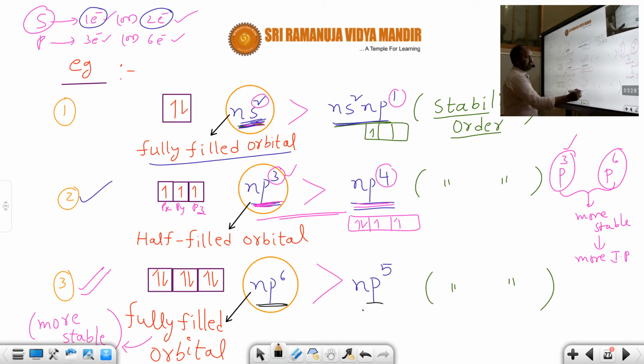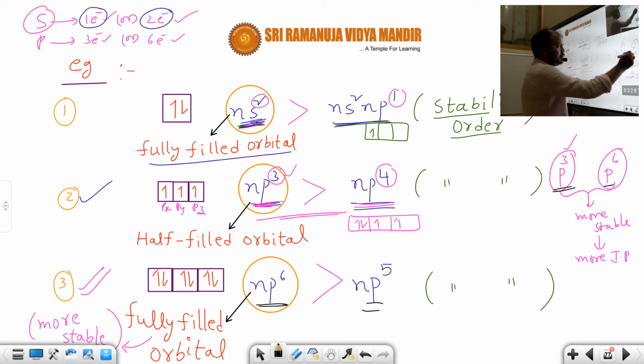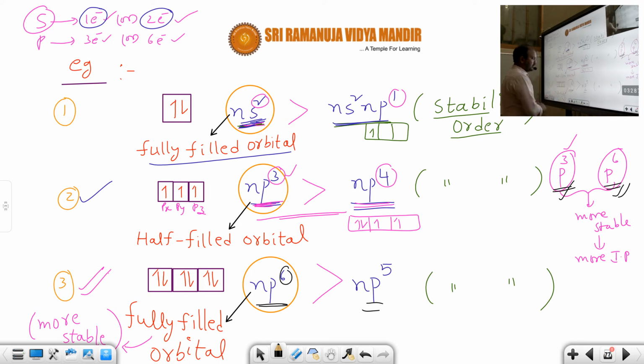np6 will be there, and np5 will be there. I had already given the example here. P containing 3 electrons, P containing 6 electrons. P containing 3 means it is a half filled structure. P containing 6 electrons is a fully filled structure. So half filled or full filled structures of the p orbital are more stable. When it is more stable, obviously it has more ionization potential values. Here p contains 6 electrons and here p contains 5 electrons. Which is more stable? np6 is more stable than np5, because of the fully filled orbital.